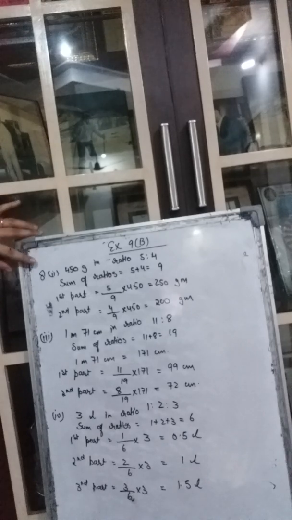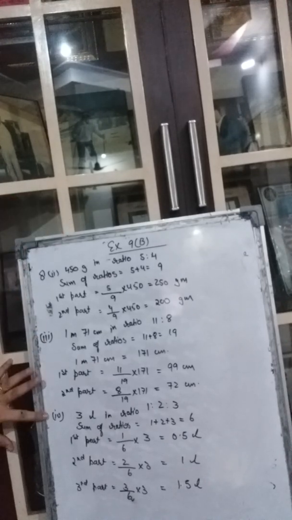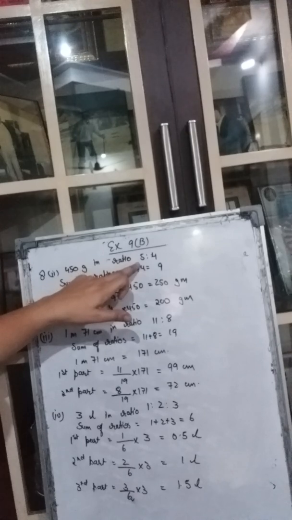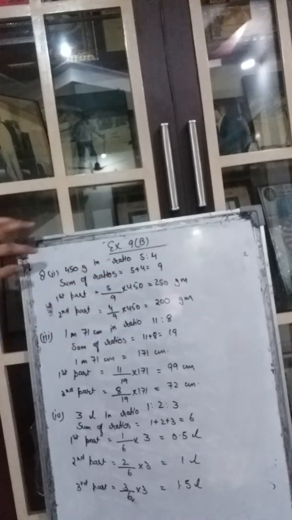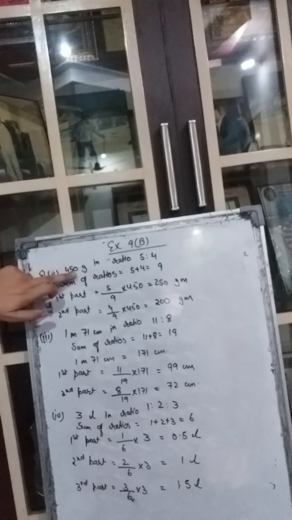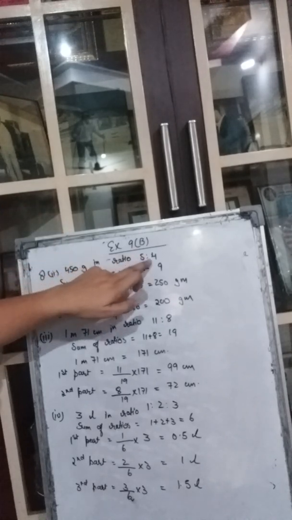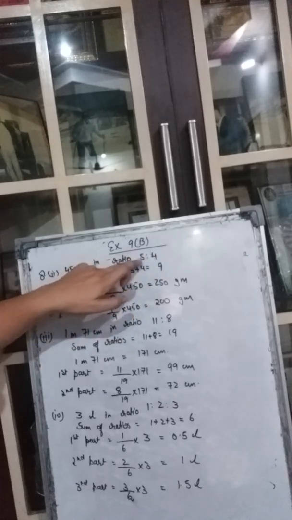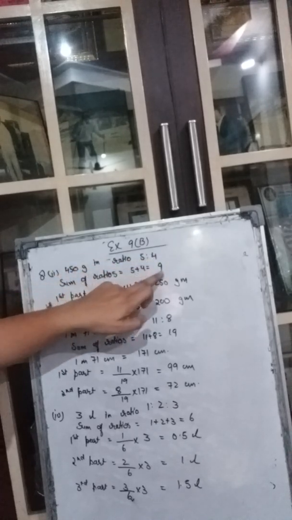Now girls, we come to the 8th question. It says we have to divide. Let's do the second, third and fourth part. Whenever we have to divide anything in a given ratio, first find out the sum of the ratio. This is the technique I'm telling you. Okay. So what is the question? We have to divide 450 grams in the ratio 5:4. So first find out the sum of the ratio. Sum of the ratio is 5 plus 4 is equal to 9.